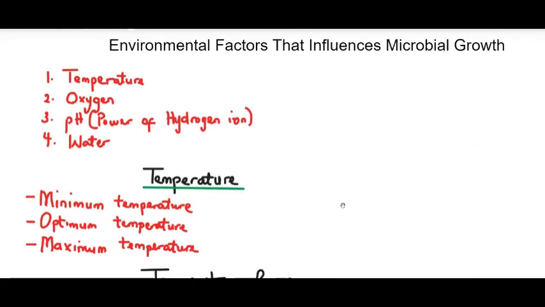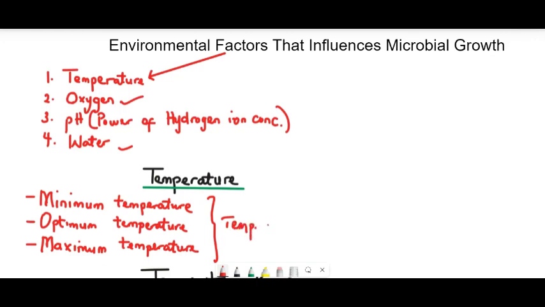So quickly, let's look at the environmental factors that can affect or influence microbial growth. Number 1, we have temperature. The next is oxygen. The next is pH, which means power of hydrogen ion concentration. The next is water. For temperature, it is subdivided into 3. We have the minimum temperature, the optimum, and the maximum. These 3 make up your temperature range.